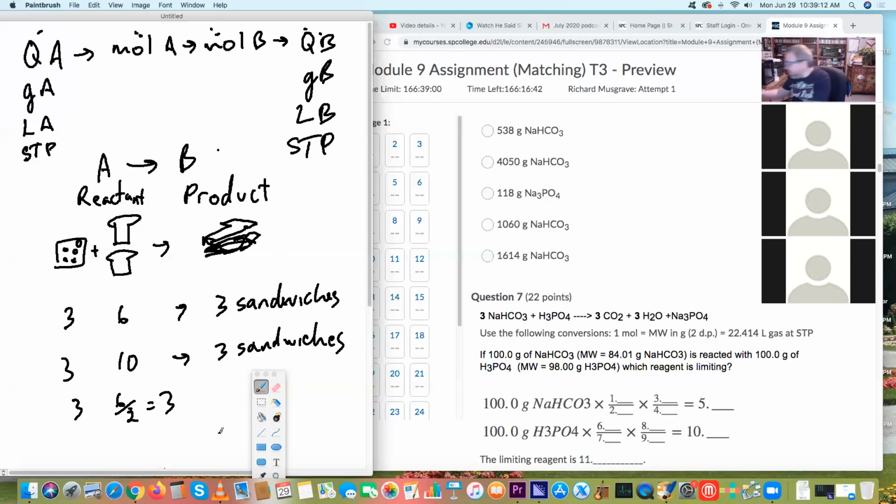So it's 3 divided by 1, which is 3, and 6 divided by 2, which is 3. So that's why we're dividing by the number of moles in the reaction. It's the same effect as what we're doing with making a cheese sandwich. And that's all I really want to point out here. Does anybody have any questions?